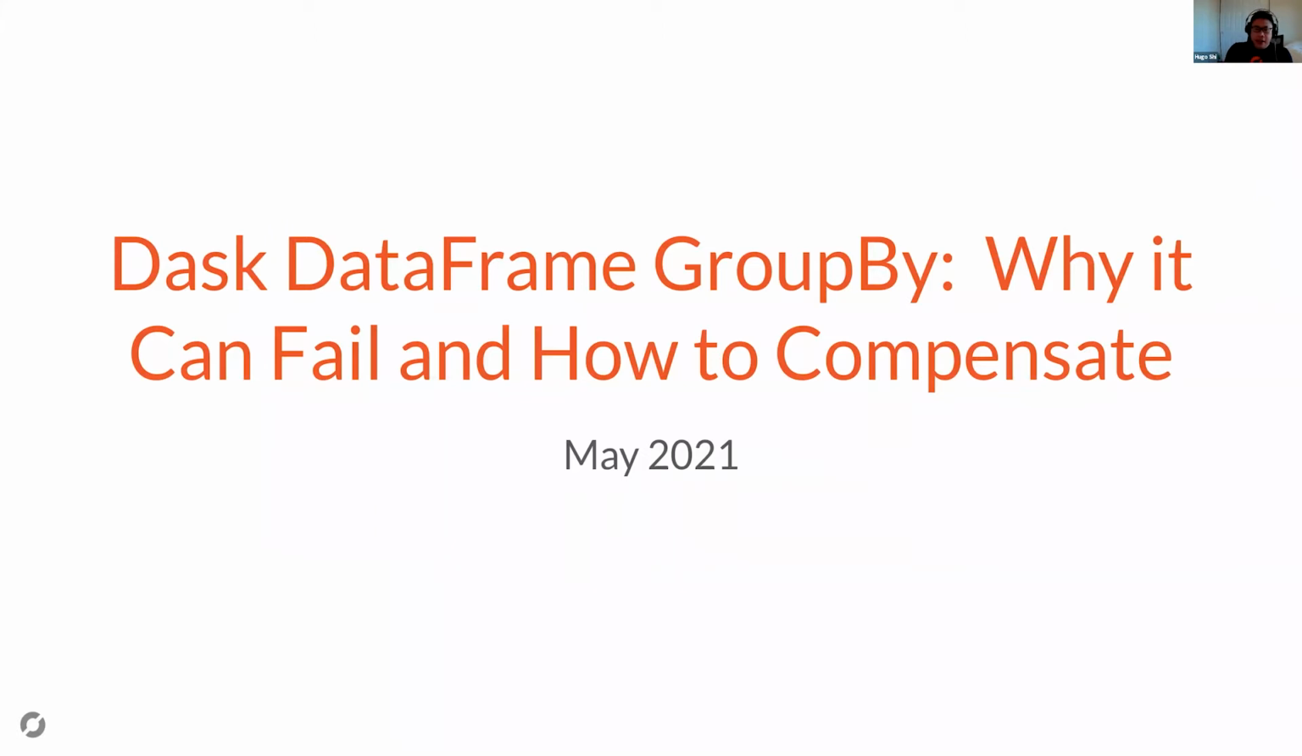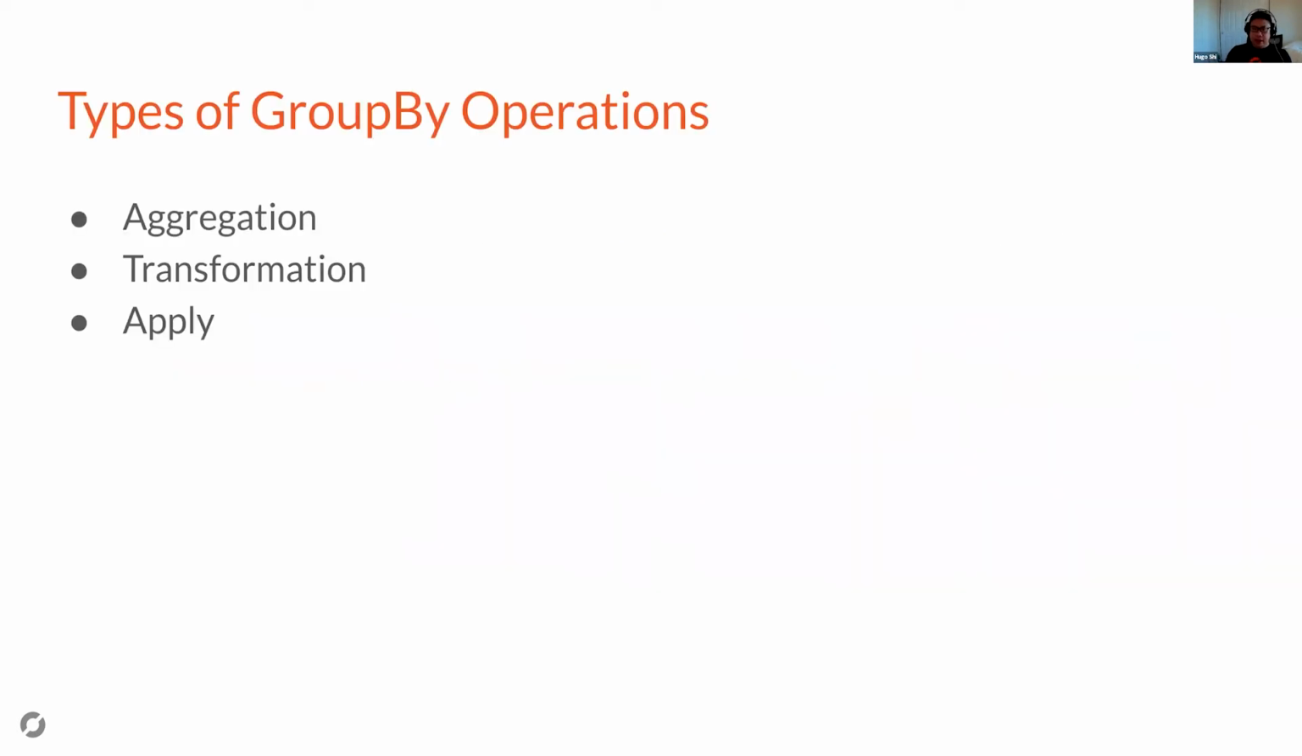Okay, great. So I wanted to talk about Dask DataFrame Groupby, why it can fail and how to compensate. Before we begin, I just wanted to give a little background for why I'm giving this talk. I'm at Saturn. We have a data science platform that manages Jupyter instances, Dask clusters, and enables data scientists to deploy dashboards, models, and data pipelines. In a lot of our work, we're working with clients that want to load large data sets into Dask DataFrames, and oftentimes they run into trouble trying to do group bys.